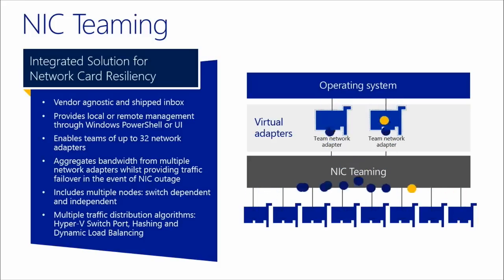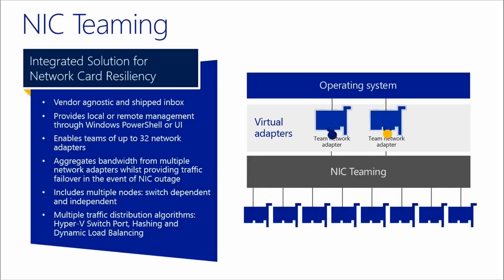There are multiple modes, switch-dependent and independent, and multiple traffic distribution algorithms in the newer versions of Hyper-V and Windows Server 2012 R2. So NIC teaming is an incredibly easy way now in the box to set up a resilient networking platform for your virtual machines and their virtual machine traffic, if you will.